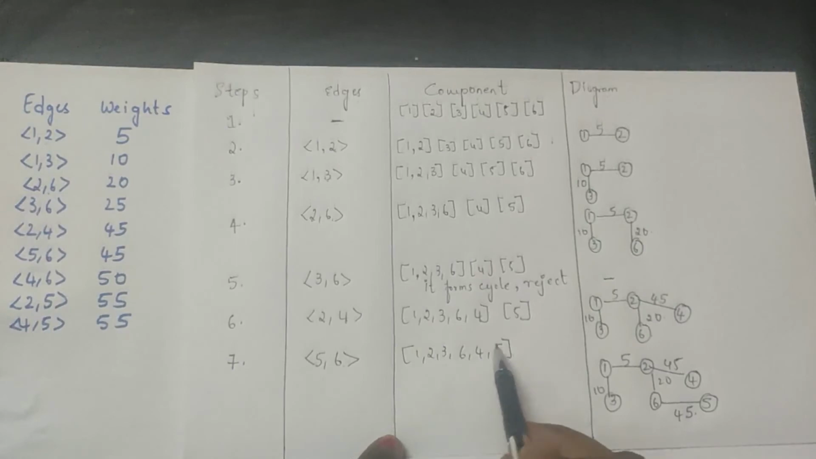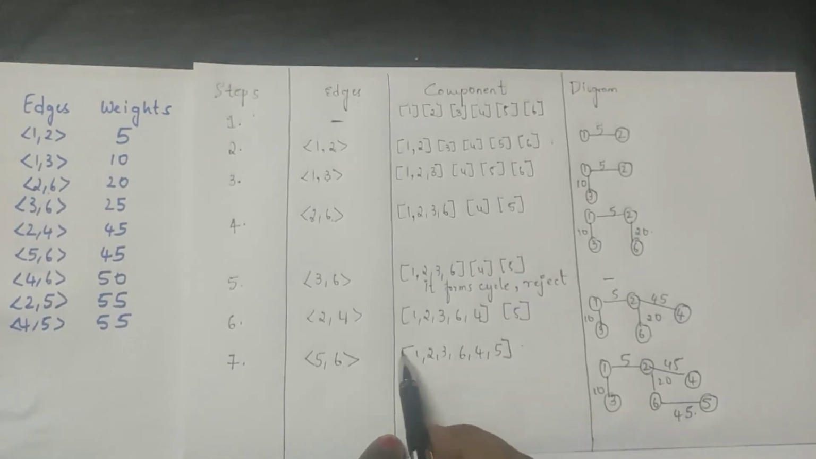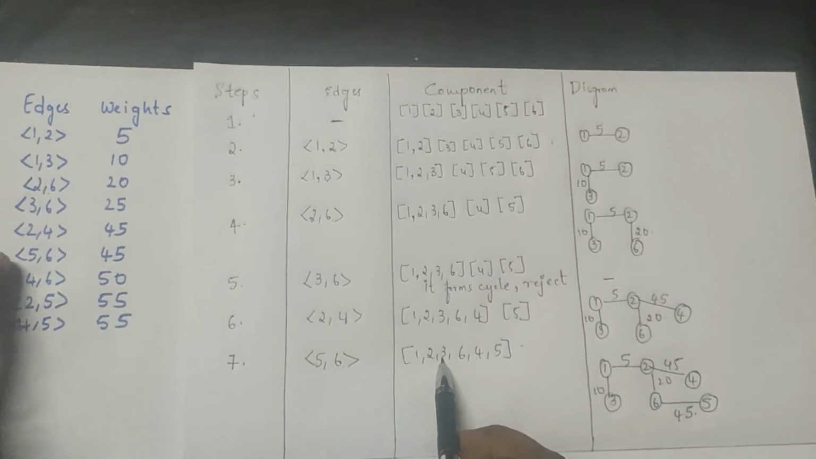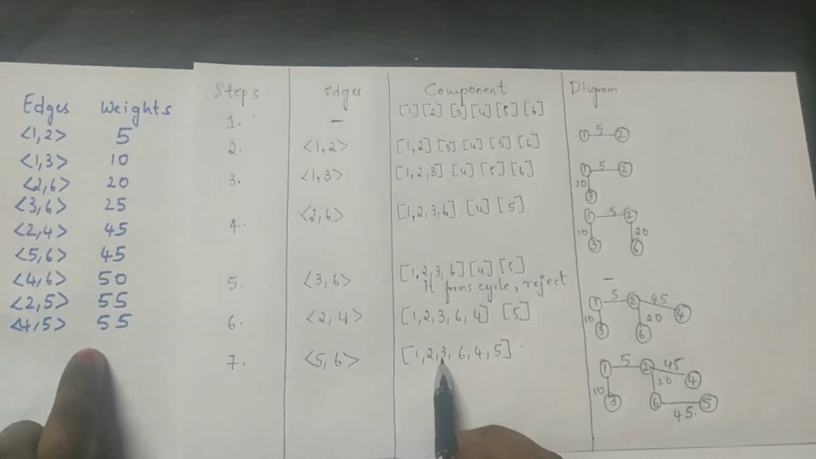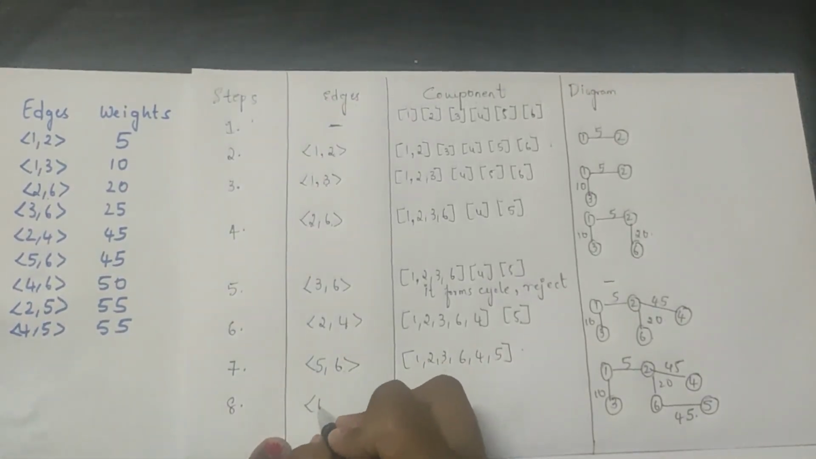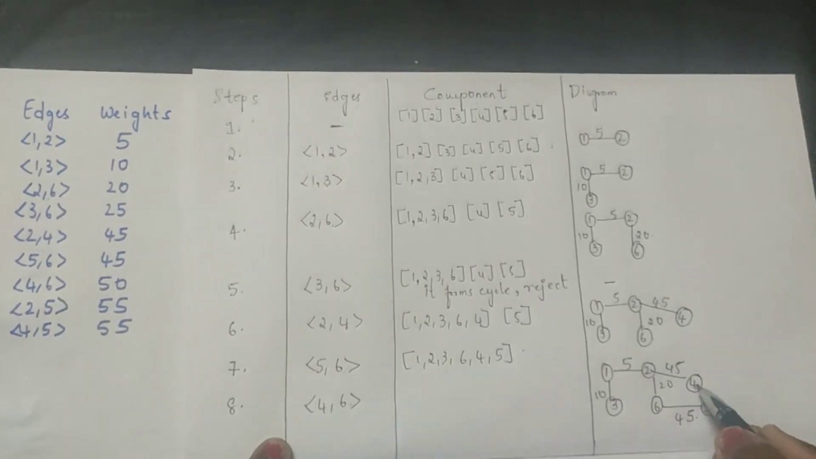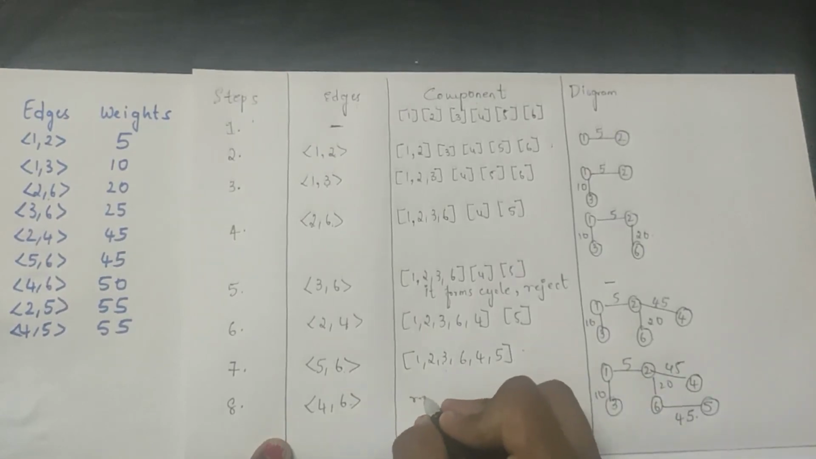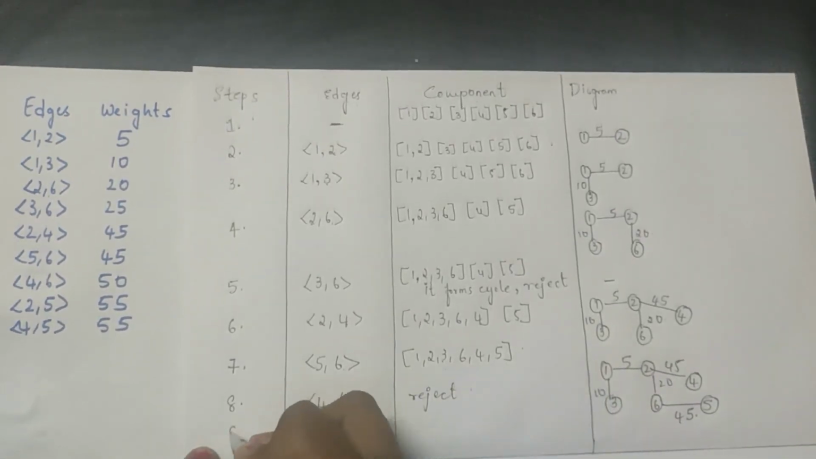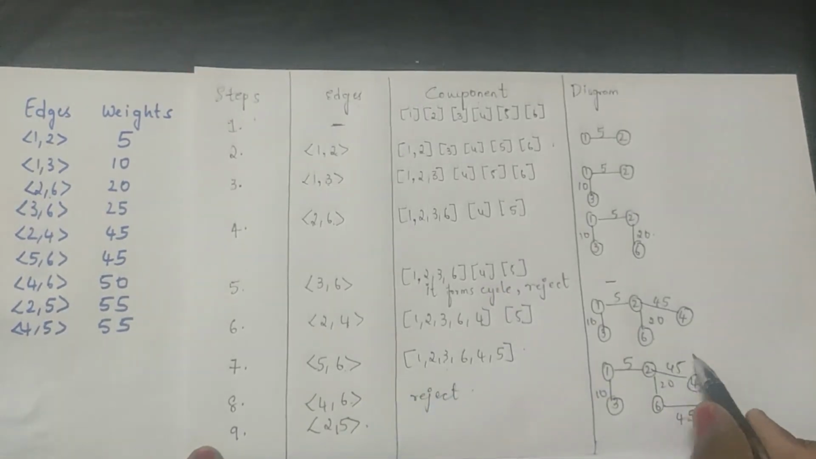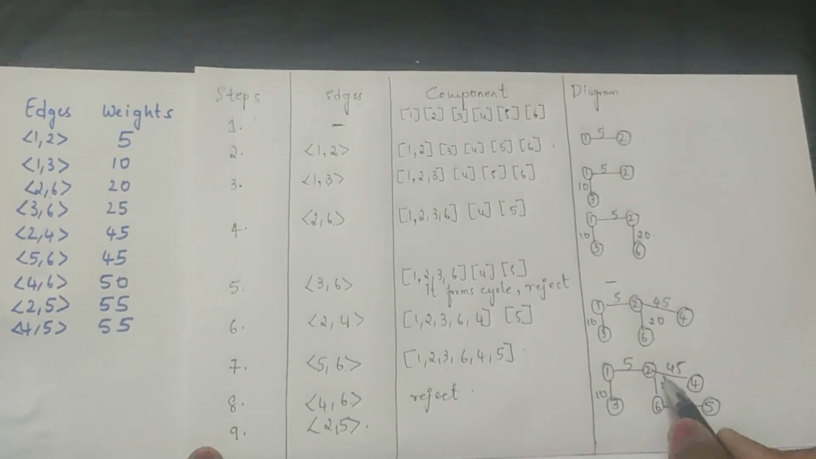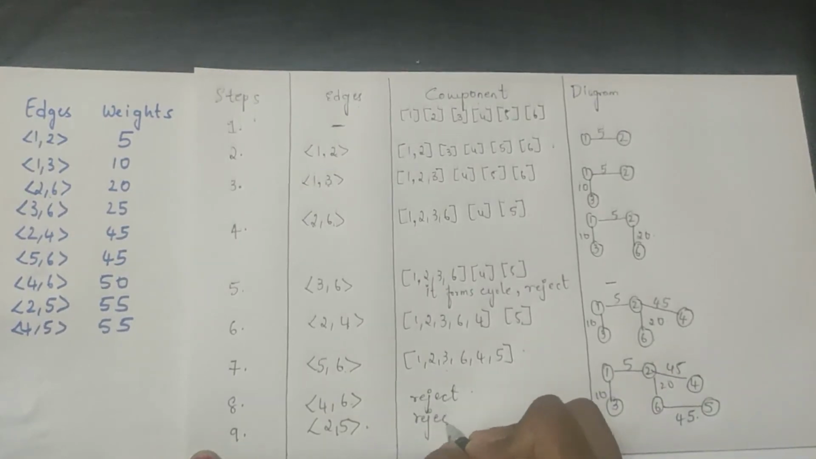Now when you saw here, all the individual components have come together in a single component. So if you see the remaining edges like 4 to 6, 2 to 5, 4 to 5, this will all form a cycle. So we can just write it and leave it. So 4, 6. So if you see 4 to 6, if you draw a line over here, you can see it forms a cycle. So this one you will be rejecting it. Reject. Step 9, if you see 2, 5, you will also reject this, because from 2 if you take it to 5, you will have again a cycle. You can see here, you will have again a cycle. So you will also reject this.